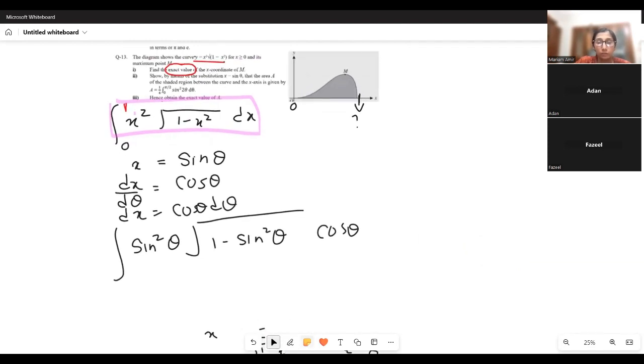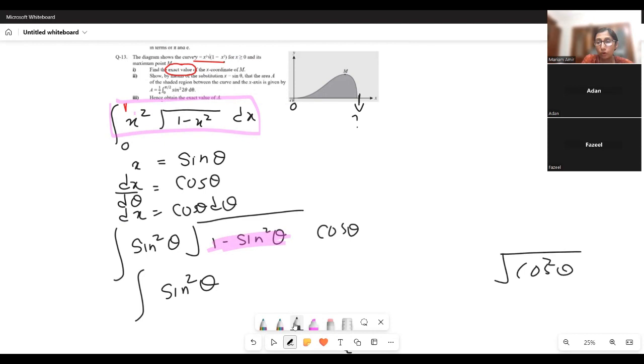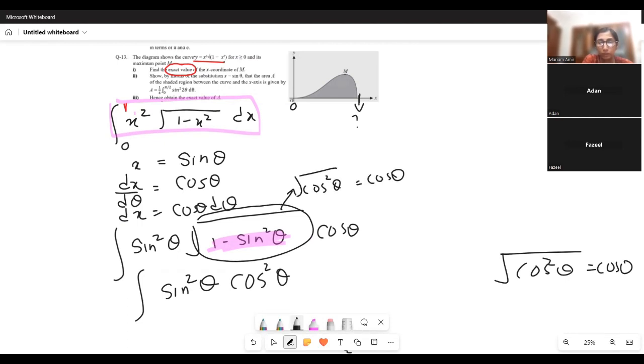Alright, so we get sine square theta. This equals cos square theta, and then there is also a square root on it, so that's just cos theta. But another cos theta is being multiplied with the cos theta, so it's going to be cos square theta. The square root of cos square theta is cos theta. Okay, d theta. Now let's substitute the limits.